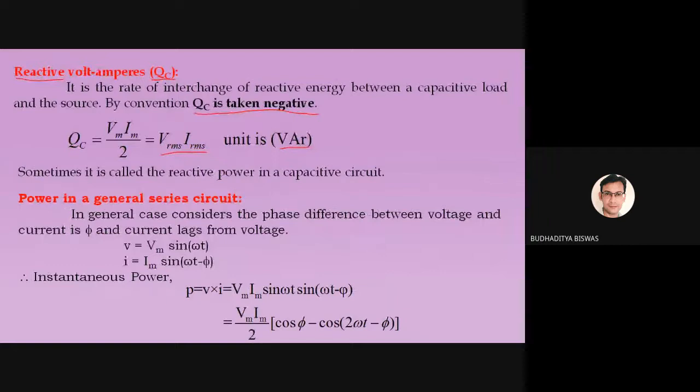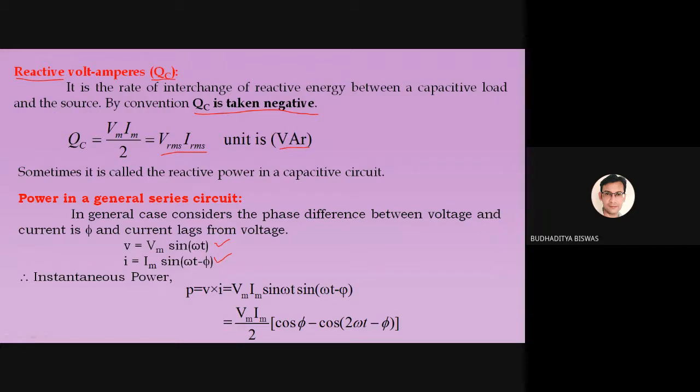So, power in a general series circuit. What will be the expression for general series circuit power? In the general case, consider the phase difference between voltage and current is phi, and current lags the voltage. Generally, the current lags the voltage by some angle, which we consider as phi. Taking voltage as reference, V equals Vm sin omega t, and I equals Im sin(omega t minus phi), because the current is lagging. That's why the minus sign is there.